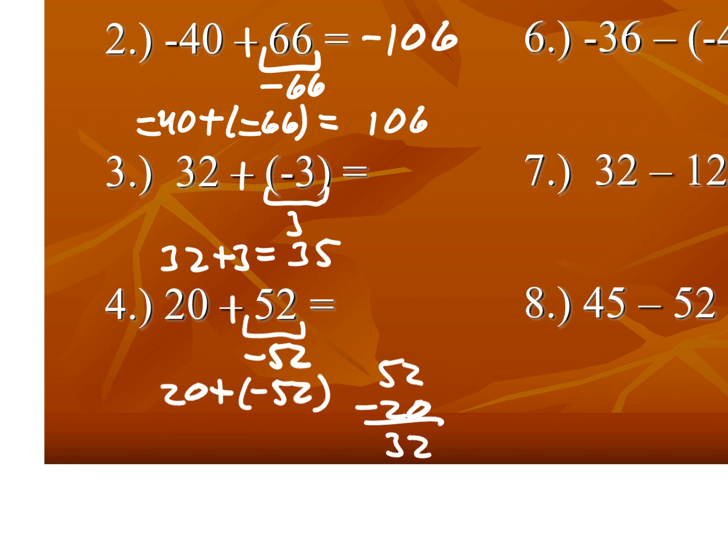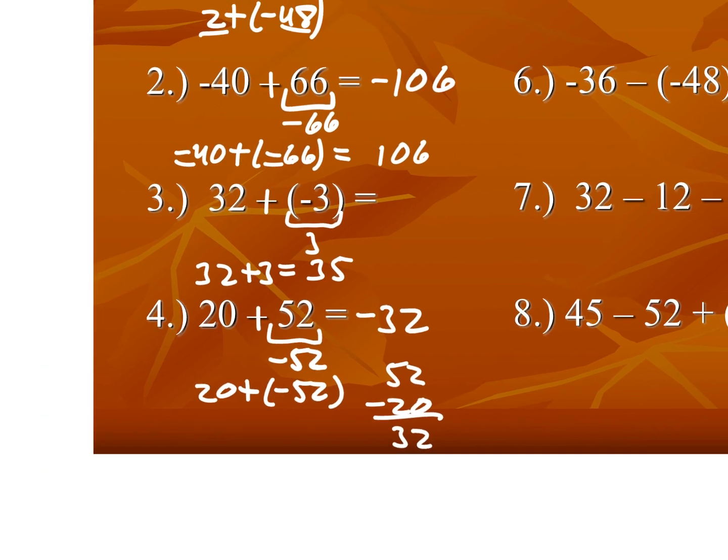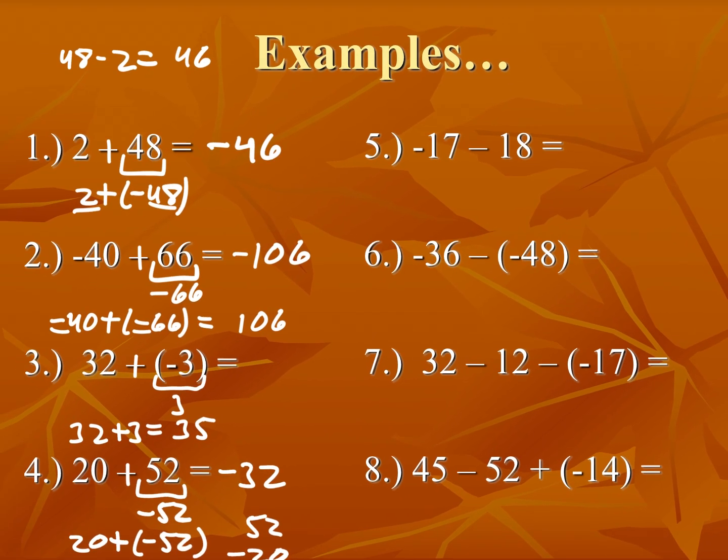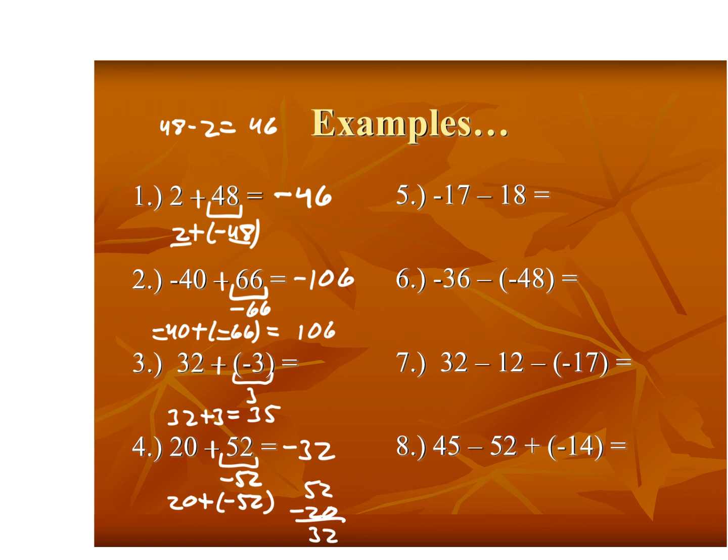Right, should get you 32. And then you keep the sign of the bigger number. Between 20 and 52, 52 is bigger, and it has a negative. So our answer is going to be negative 32. All right, good. All right, first 4 are done.